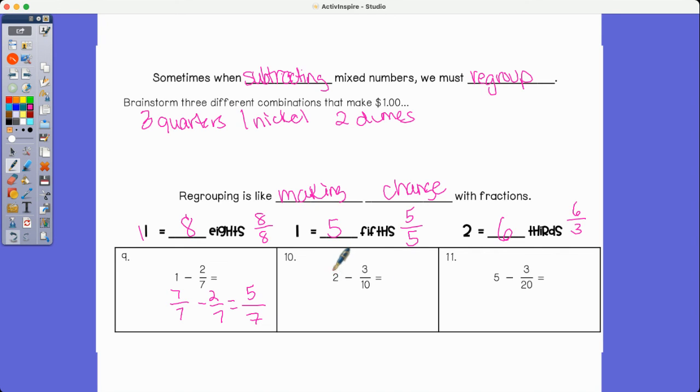What about this one? If I borrow one of those wholes, so I have 1 and how many tenths? 10/10 minus 3/10 gives me 1 whole and 7/10. I don't want 5 wholes. I only need 1. So I'm going to take and put a 4 here. How many 20ths do I get from 1 whole? I hope you said 20/20 minus 3/20. 20 minus 3 is 17. So I have 4 and 17/20.